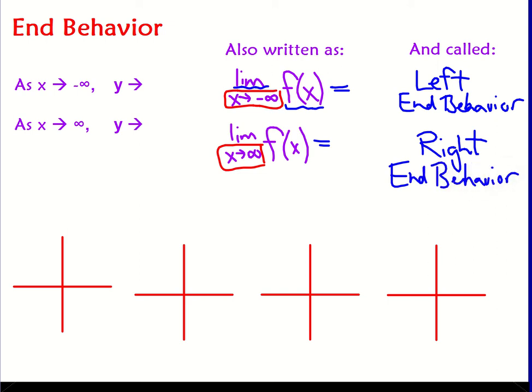And you'll see me abbreviate these with just LEB and REB when we talk about them. So here are some examples of functions that we should be able to describe their end behaviors.